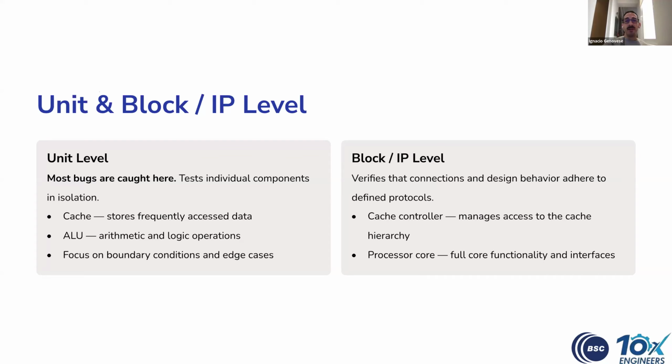Moving up a block level, we test integrated units that form a coherent block. For example, a cache controller managing the cache hierarchy, a processor with all of its units. And here we focus on protocol adherence. For example, if blocks communicate to each other correctly. Most of the bugs are caught here because the controllability is maximum. We can apply any stimulus, force any state, inject anything that we want into our blocks. And later levels might lose this fine grain control.